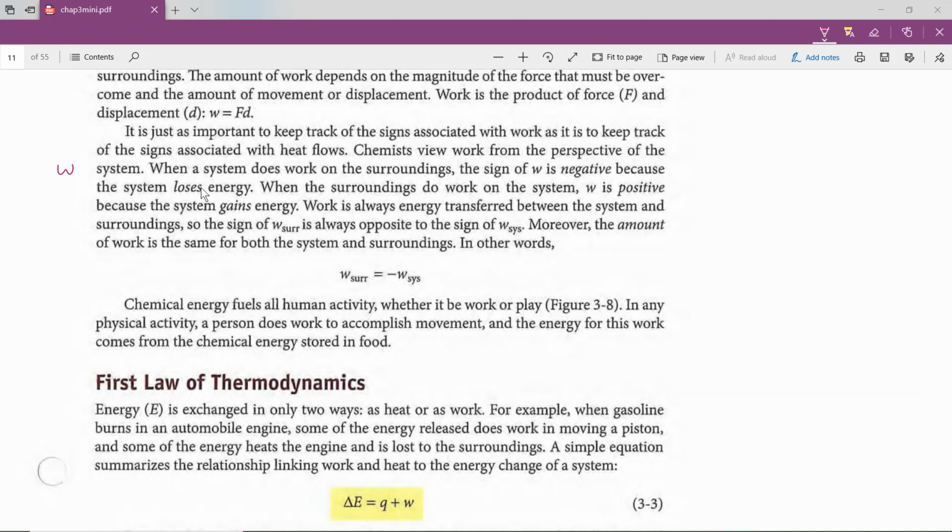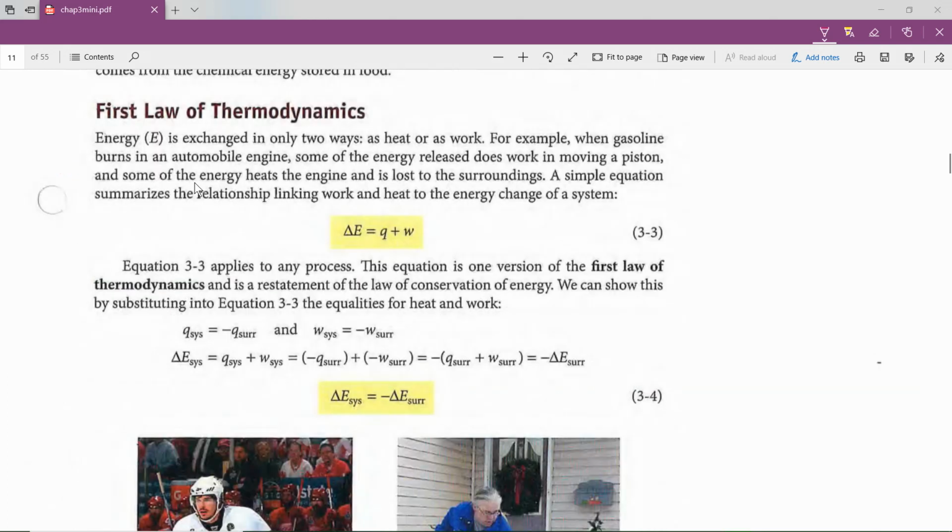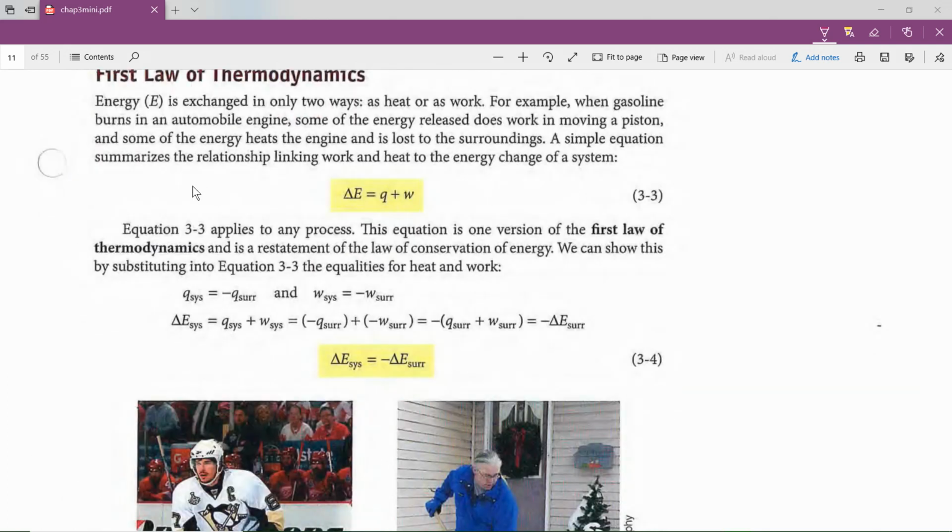So now we can put that together and look at what's called the first law of thermodynamics. Because energy is exchanged in only two ways, as heat or work. For example, when gasoline burns in an automobile engine, some of the energy released does work in moving a piston, and some of the energy heats the engine and is lost to the surroundings.